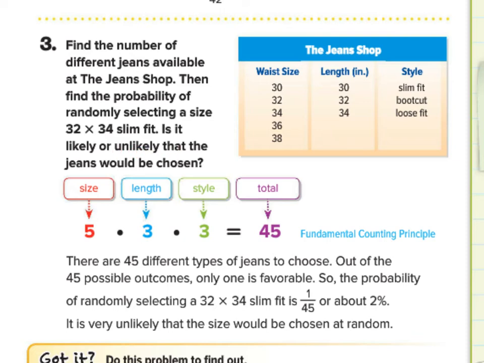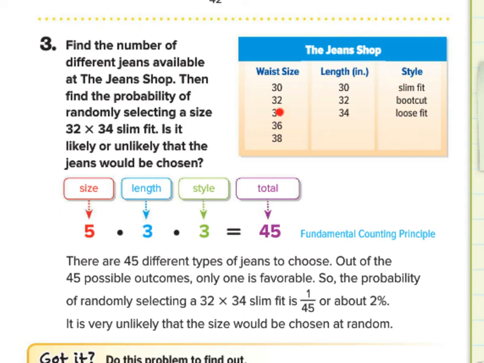So first, let's look at the waist sizes that are available. We have waist size 30, 32, 34, 36, 38. They're all even numbers. And we have 1, 2, 3, 4, 5. The lengths. Okay, we have size 30, 32, and 34. That's it. The tallest one, the longest one is 34. So only 3 options for lengths. Okay? So 5 times 3, that right there is 15 already. And then we have different styles. We have the slim fit, the boot cut, and the loose fit, the baggy ones.